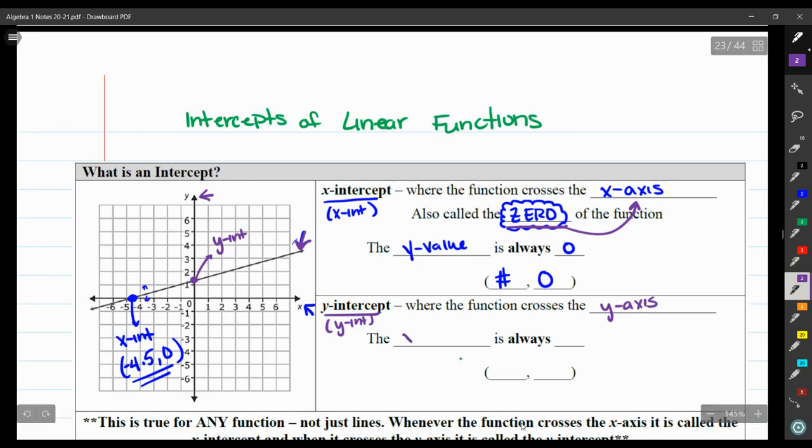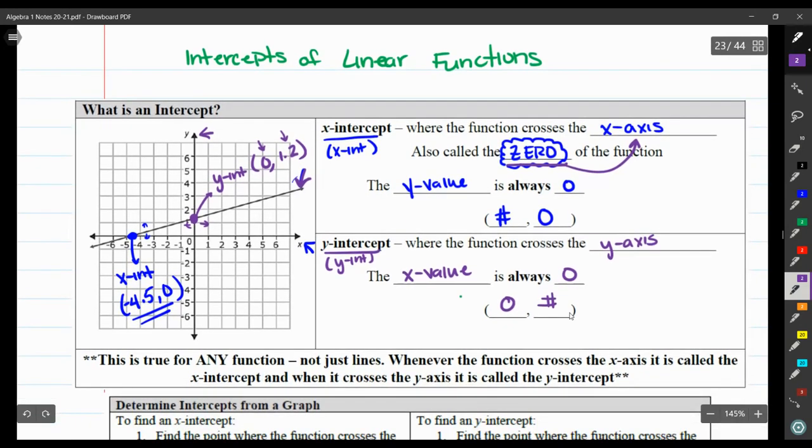For this one, the x value is always 0. And that comes from, we didn't move left or right at all to find this coordinate. So this coordinate would be 0, comma, we'll say about 1.2. This means we did not move over left or right any, and we went up 1.2. So this one's always 0 and then a number. So they're kind of backwards. So the y-intercept has a number on the y portion of the point.